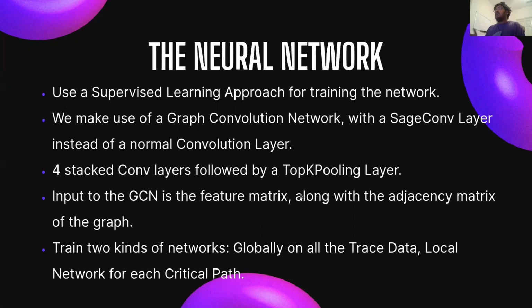Basically, we train two kinds of networks: globally, on all the trace data, and locally, for each critical path. The critical paths, as I showed in the previous slide, are compose post, read user timeline, and read home timeline. A separate network is trained for each of these critical paths, and another network is trained for all the data as a whole.